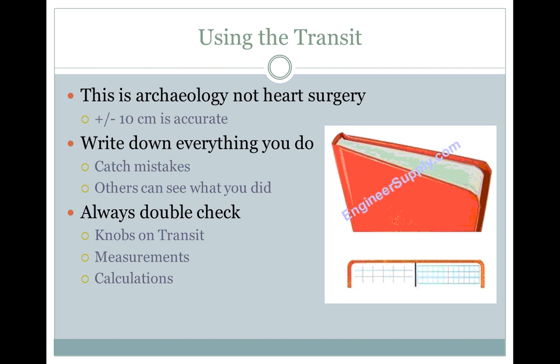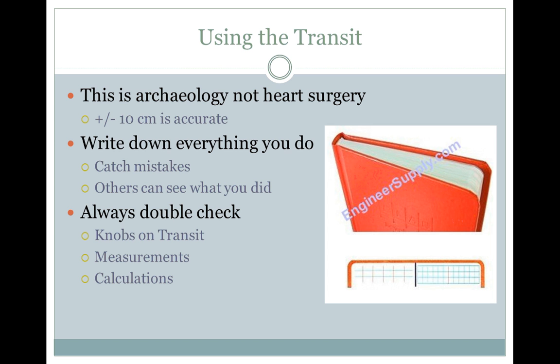Now, this is archaeology, not heart surgery. When using the transit, it's okay to have a difference of plus or minus 10 centimeters. That is still considered accurate. Remember, we are creating relative measurements here, not precision ones. If we're obviously operating on a heart, we would want precision ones, but here we can get away with these numbers being a little bit off.